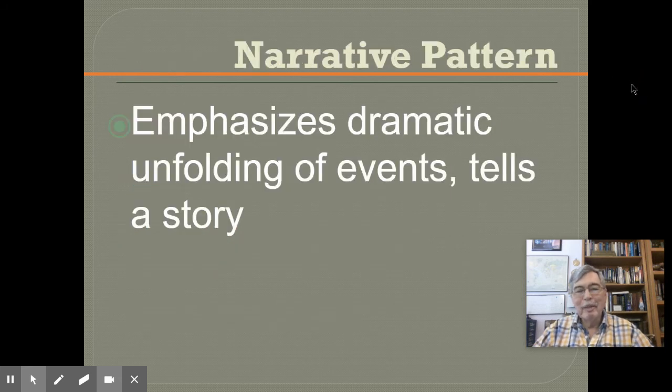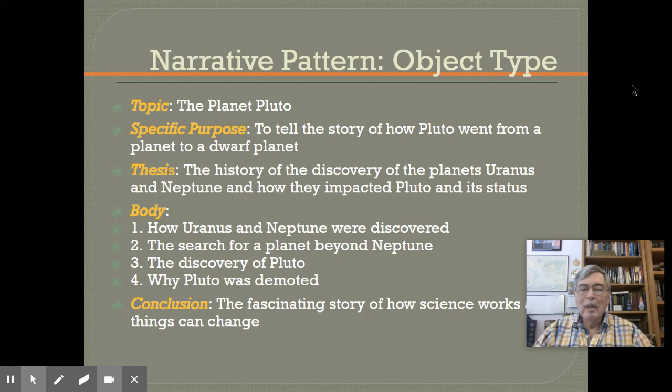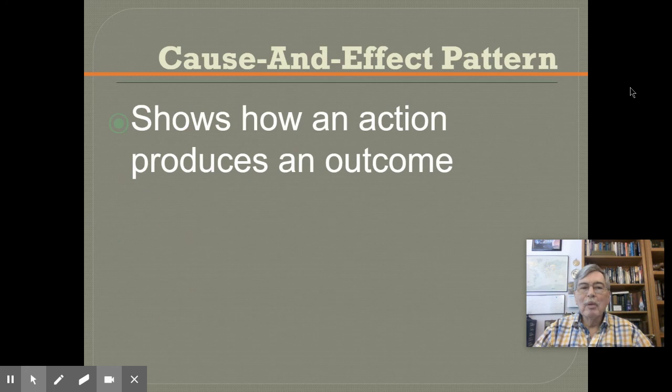Narrative, my favorite. What is narrative? It says it right there. It's all about using storytelling to provide the information. And I use the example of a speech I actually gave, although it's also in the book. It's an object type of speech because I talked about the planet Pluto, but I used a storytelling pattern to provide the information. All right, so cause and effect shows how an action proceeds to an outcome.